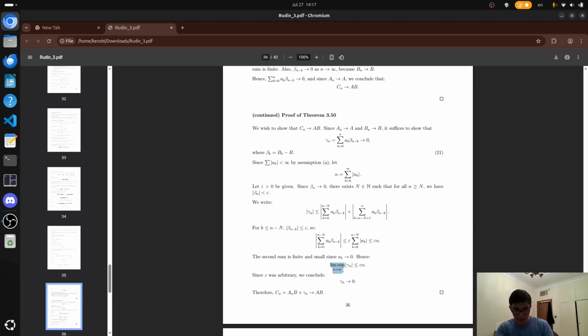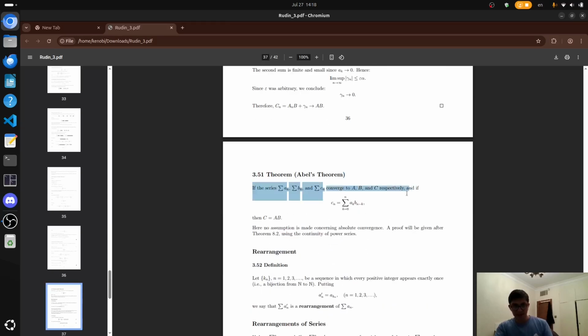So that means the lim sup of these y_n's over here is going to be less than epsilon alpha. So we conclude that since it's less than epsilon and epsilon was arbitrary, this goes to 0. And since this goes to 0, that means C equals AB.